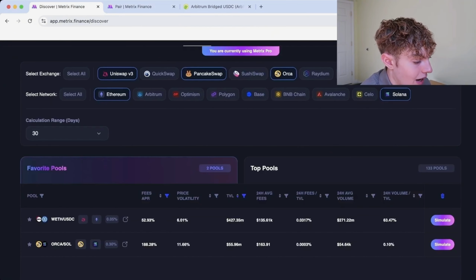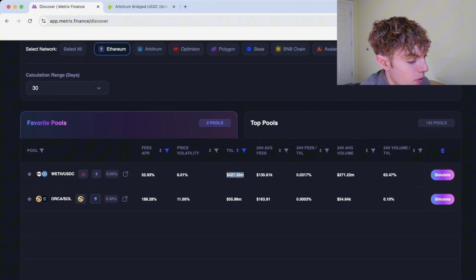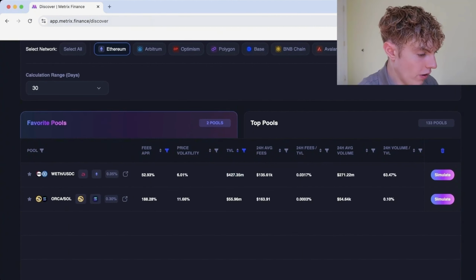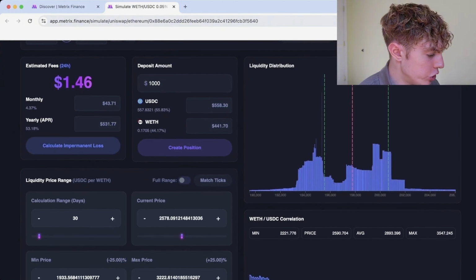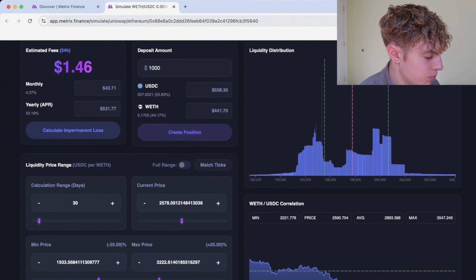Now me personally, I would be most comfortable investing with the one that has the highest TVL, 427.35 million here, because I really enjoy consistency. And also a good thing about high TVL is that you can deploy high amounts of capital into these pools. So now I can go ahead and pull open the simulation page right here. I'm going to go ahead and do so, and you can choose your range here, min price, max price, and it will spit out the estimated yearly APR.